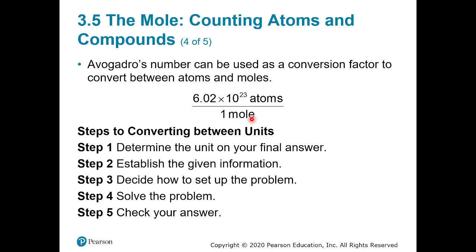If you need to go the other way, you need to go 2 moles. What would you do to this? Just flip it. So if you had 2 moles, you just multiply by this right here, right? PO, not PW.